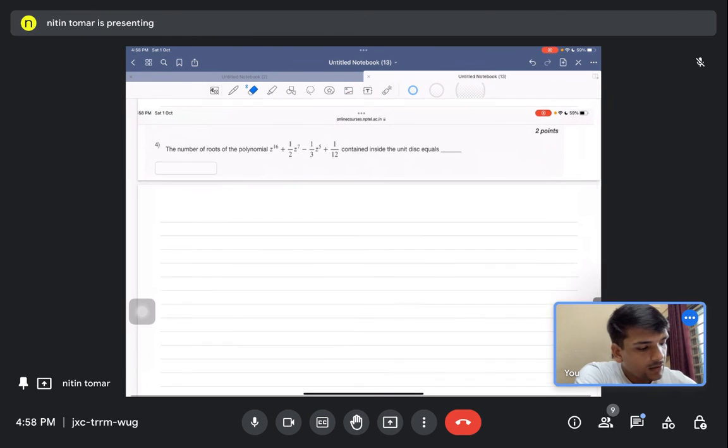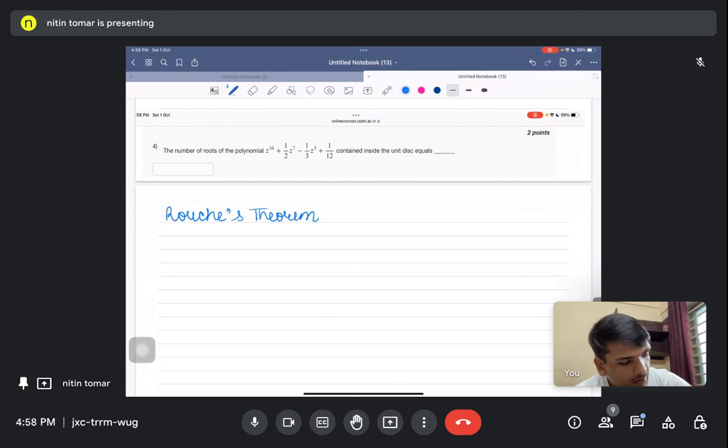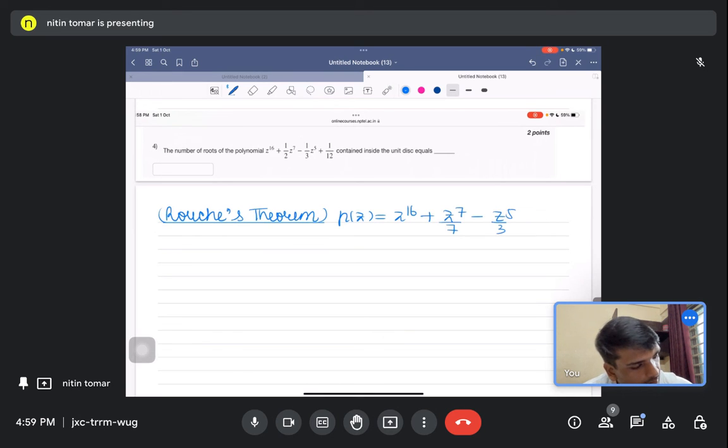Now you know Rouche's theorem, right? In this question, you have been asked to find the number of roots of this polynomial, z^7/7 minus z^5/3 plus 1/12, inside the unit disk, mod z less than 1. Is the question clear?